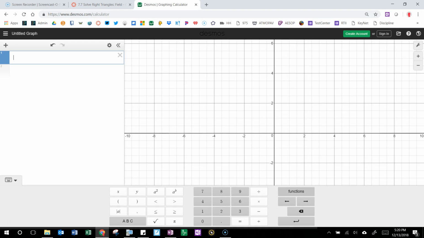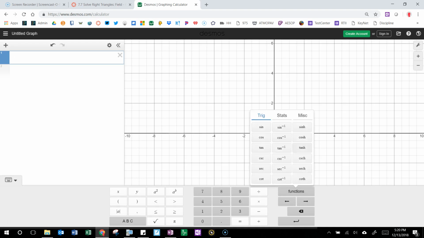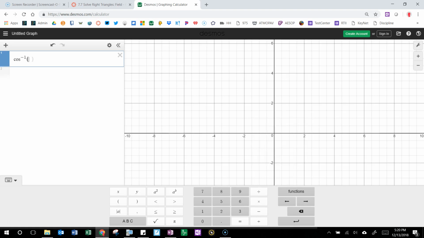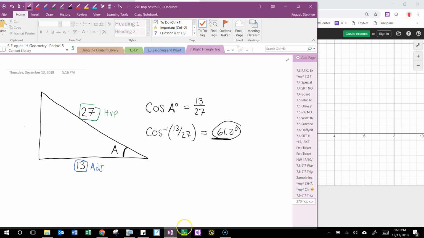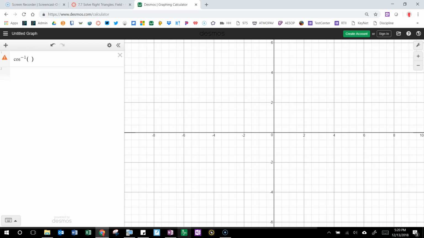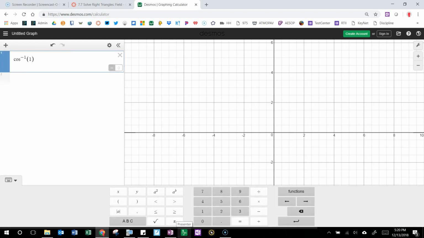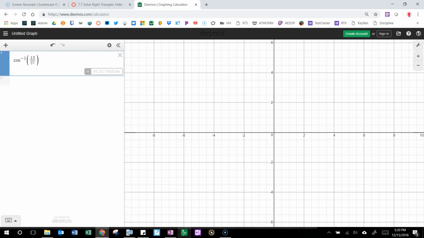When you click on the word functions, you'll see all of the different trig functions that we've been learning here. So in this case, we're using cosine, so you're going to press the cosine -1 button. And again, same thing as last time, you're going to put in the ratio we're working with, which I forgot already. It's 13 over 27. So inside that parenthesis, I'm going to do 13 divided by 27, and you can see it's already starting to calculate it for you. And you see that we get our answer here of 61.2, which is the exact same answer that we have.